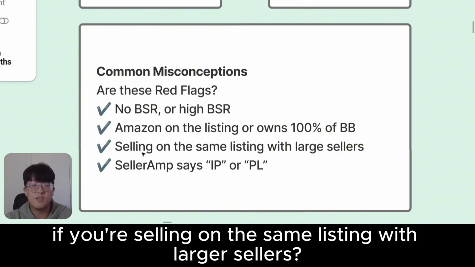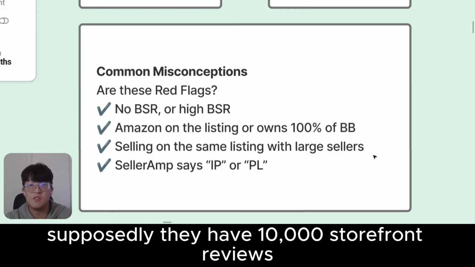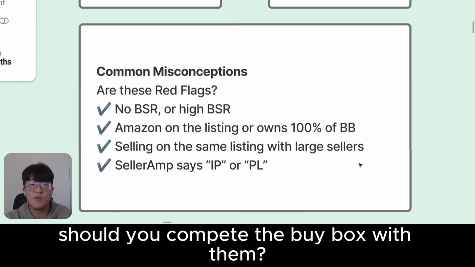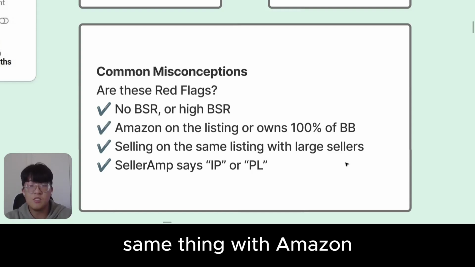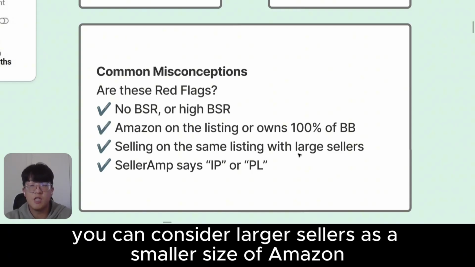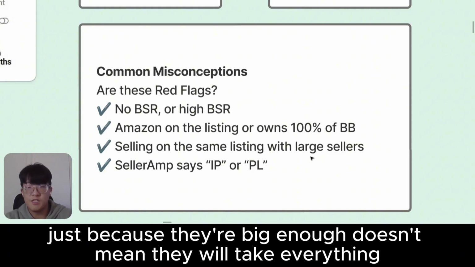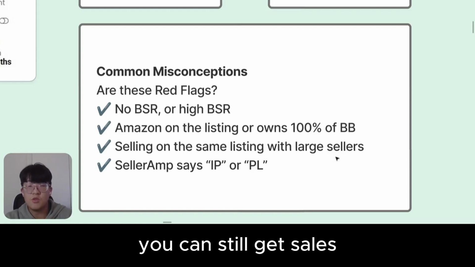Is it a red flag if you're selling on the same listing as larger sellers? Suppose they have 10,000 storefront reviews. Should you compete for the buy box with them? Absolutely, if it's profitable and the product sells. Same thing with Amazon. You can consider larger sellers as a smaller version of Amazon. Just because they're big doesn't mean they will take everything. You can still get sales.